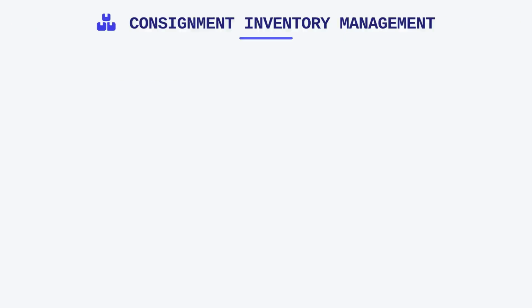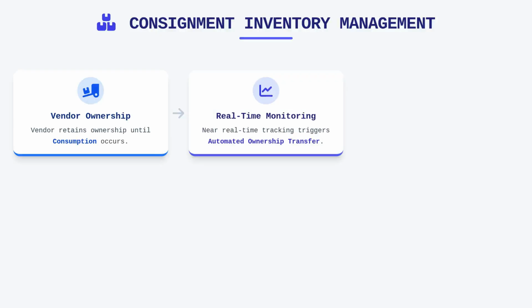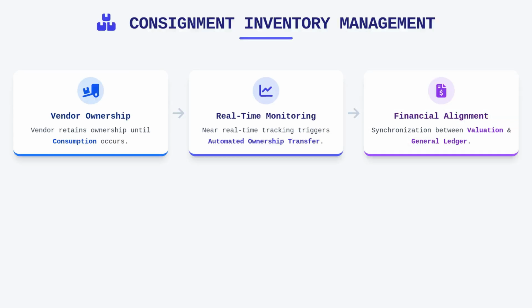Complexity increases significantly when we introduce consignment inventory scenarios through this portal. In these arrangements, the vendor retains ownership of the inventory until it is consumed by your production or distribution processes. You must configure the portal to allow vendors to monitor consumption levels in near real time, which eventually triggers an automated ownership transfer. This process requires a sophisticated alignment between inventory valuation methods and your general ledger postings.